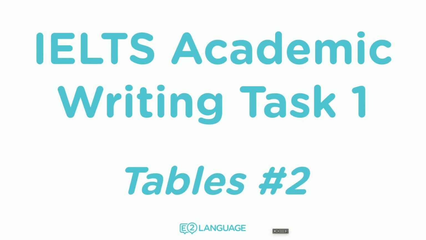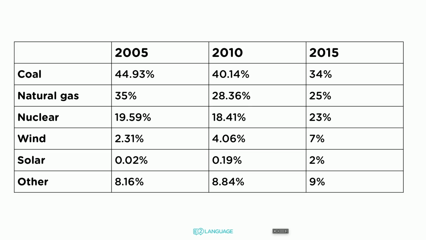In this live class, we're going to take a look at IELTS Academic Writing Task 1, and we're going to look at tables. So, on test day, you may see something that looks like this. And what you have to do is describe this in 150 words or more. It's pretty tricky. What are you going to do?